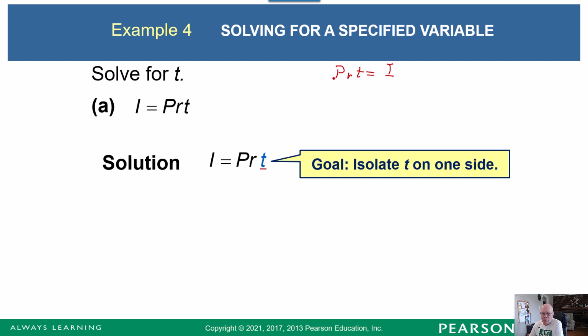Now, to solve for T, I'm going to have to get rid of the P and the R. And the way I can do that is take that PRT, divide it by P, also divide it by R. That will leave me with T on the left side. But remember, what you do on one side, you do the same to the other side. So it'll be I, interest, over P R. Final answer, the P is canceled, the R is canceled, they all cancel to ones, and your answer will be T equals I over P R. And there you go.